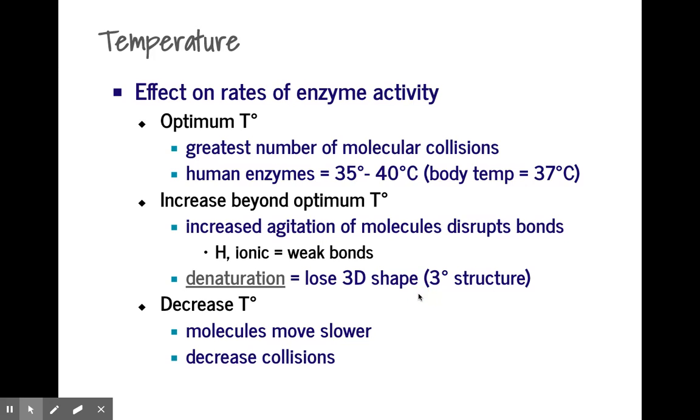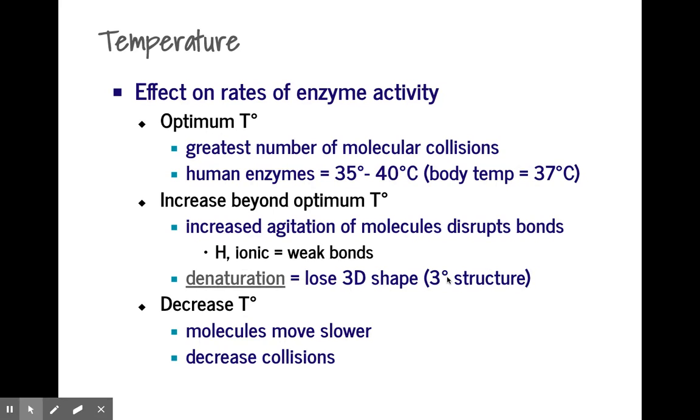So the effect on rates of enzyme activity. Optimum temperature. The greatest number of molecular collisions occur between 35 to 40 degrees Celsius or 98.6 degrees Fahrenheit. Now, if I increase beyond the optimum temperature, what happens is the increased agitation of molecules disrupts the bonds. The bonds are broken, and now the enzyme starts to unfold or it denatures. So it loses a 3D shape.